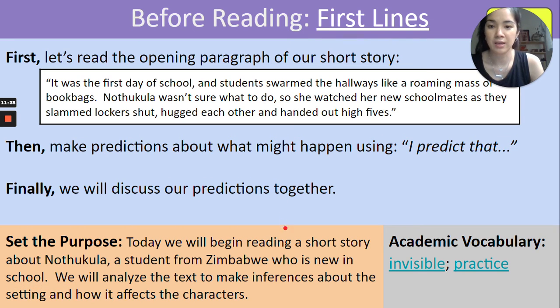Before we go on, let's briefly go over the purpose before we go into the text. Today we will begin reading a short story about Nothukula, a student from Zimbabwe who is new in school. We will analyze the text to make inferences about the setting and how it affects the characters. We also have 2 focus vocabulary here. The first word is invisible. The second word is practice.